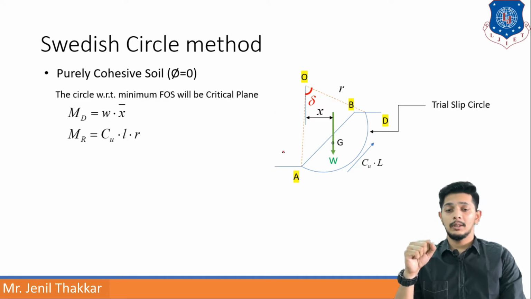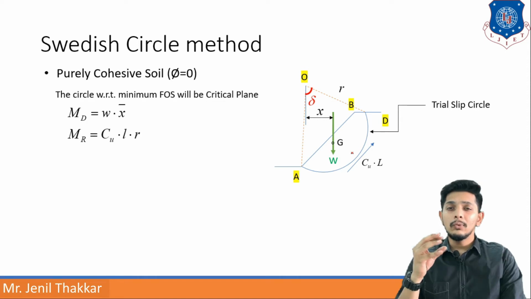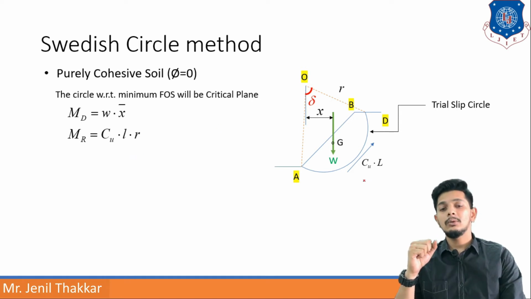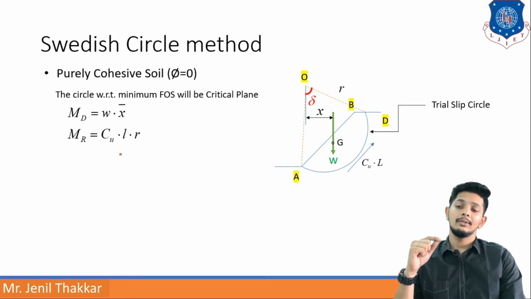Furthermore, the resisting moment. Here the cohesive force of the slope will resist it. So the total length of the slope is L, into Cu, that is unit cohesion, so cohesion per unit length. So Cu into L is going to resist that moment. You can see the direction is also opposite here. Now this force acts at a distance, the radius r. So Cu into L into r is taken as the resisting moment.